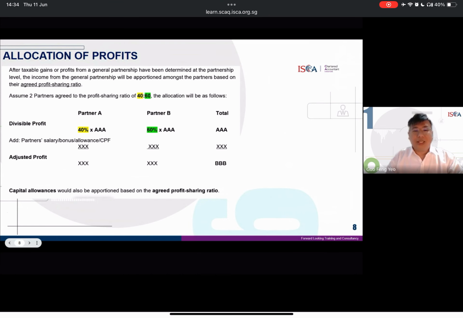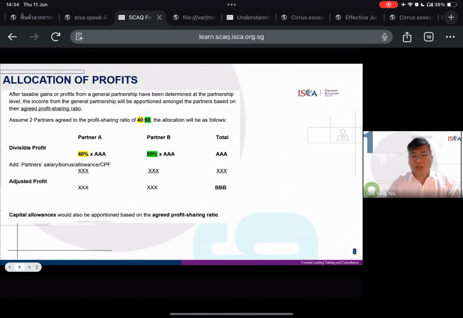So here we will look at how we mathematically compute the allocation of profits among the partners. First you need to establish the profit sharing ratio. In this case, I have given the profit sharing ratio to be 40:60. In some questions, they may ask you to find the profit sharing ratio by saying that the profit sharing ratio is based on their capital contribution. You should be able to use the capital contribution amount to compute it accordingly.